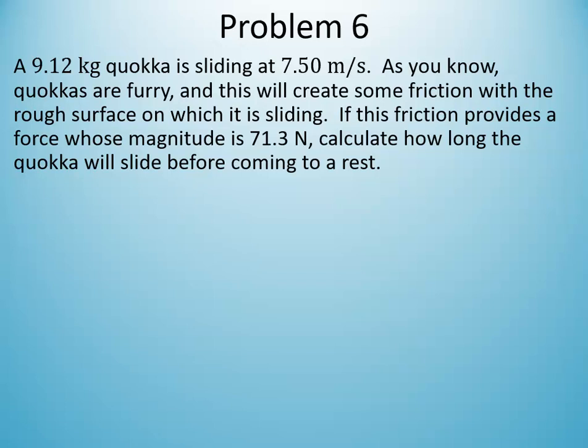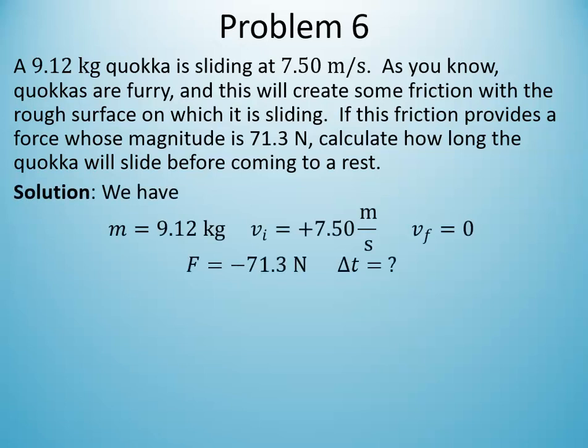In other words, no v squared equals v naught squared plus 2a delta x or anything like that. You have to use conservation of momentum and impulse here, in particular the impulse momentum theorem. Notice in my givens, the force is negative. If we're saying that the quokka is going toward the right, which is what I'm assuming here, then the force must be going toward the left, because friction is the bastard force. It's always acting against you. So it's acting against the direction of motion, at least between the two surfaces.